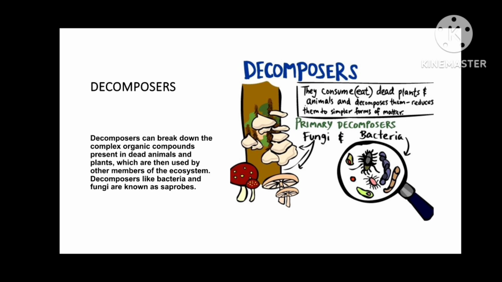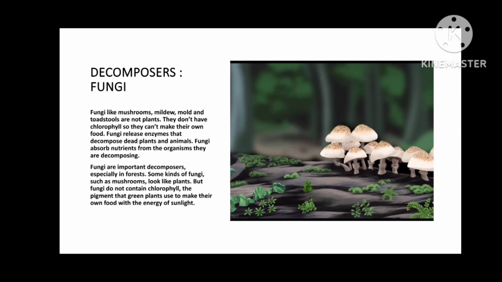Next one is the decomposers. Decomposers are the microorganisms such as bacteria and fungi that decompose the biodegradable wastage. They obtain their food from dead and decaying matter. They keep our environment clean. They maintain the mineral cycle. Fungi and bacteria are examples of decomposers.